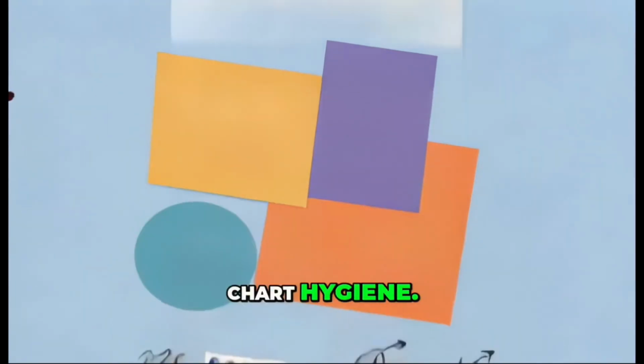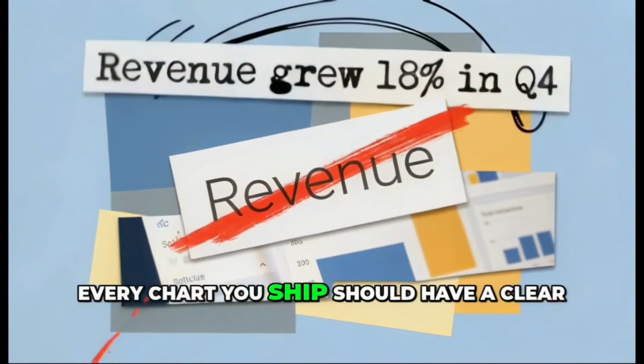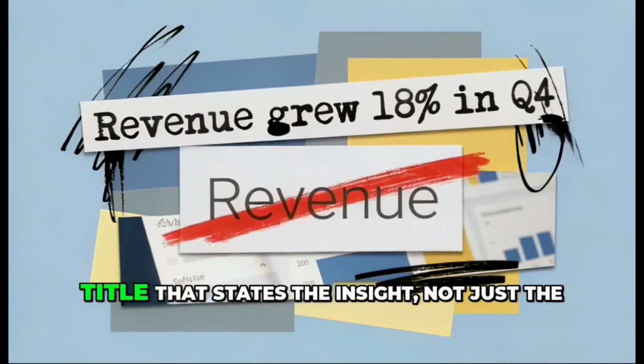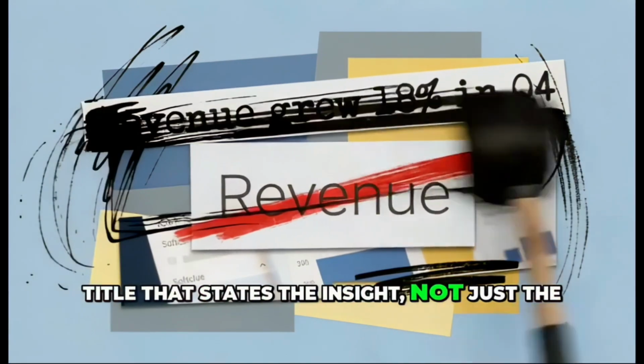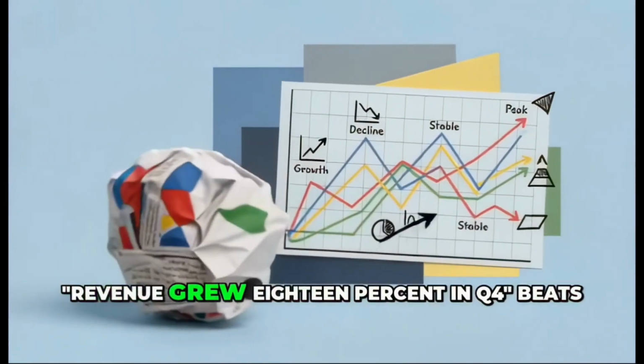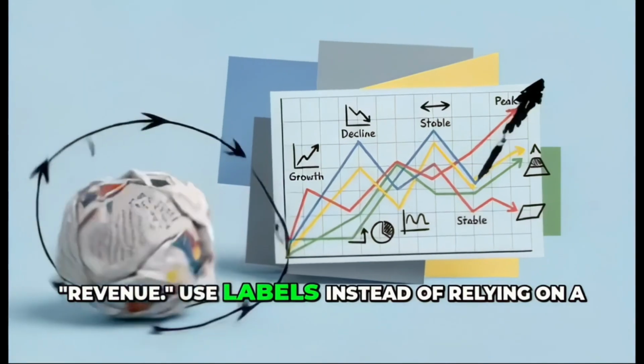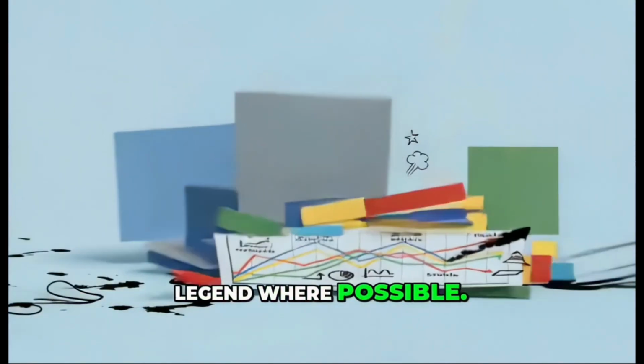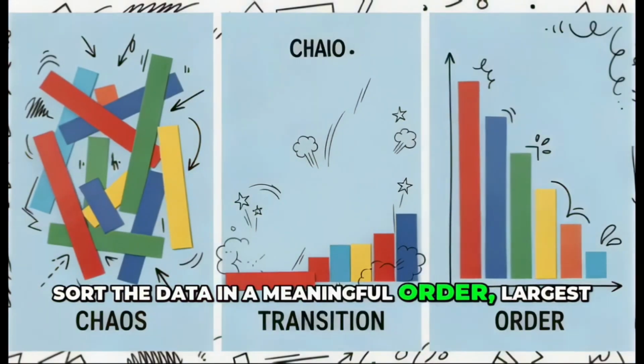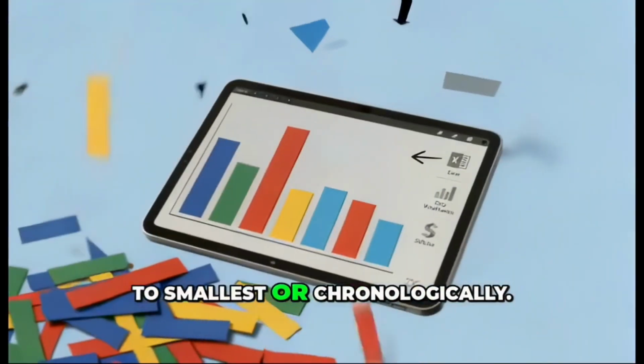Chart hygiene. Every chart you ship should have a clear title that states the insight, not just the metric. "Revenue grew 18% in Q4" beats "Revenue." Use labels instead of relying on a legend where possible. Sort the data in a meaningful order, largest to smallest or chronologically.